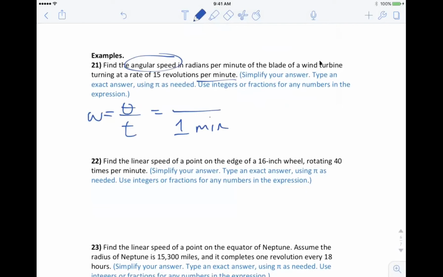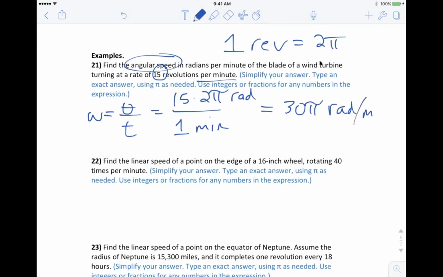There were 15 full revolutions, and each revolution is 2 pi. One revolution is 2 pi radians. So for my angle, I'm going to do 15 of those: 15 times 2 pi, and that's in radians. If I calculate this out, that's 30 pi. So my angular velocity is 30 pi radians per minute. So there's a good example of finding angular speed.